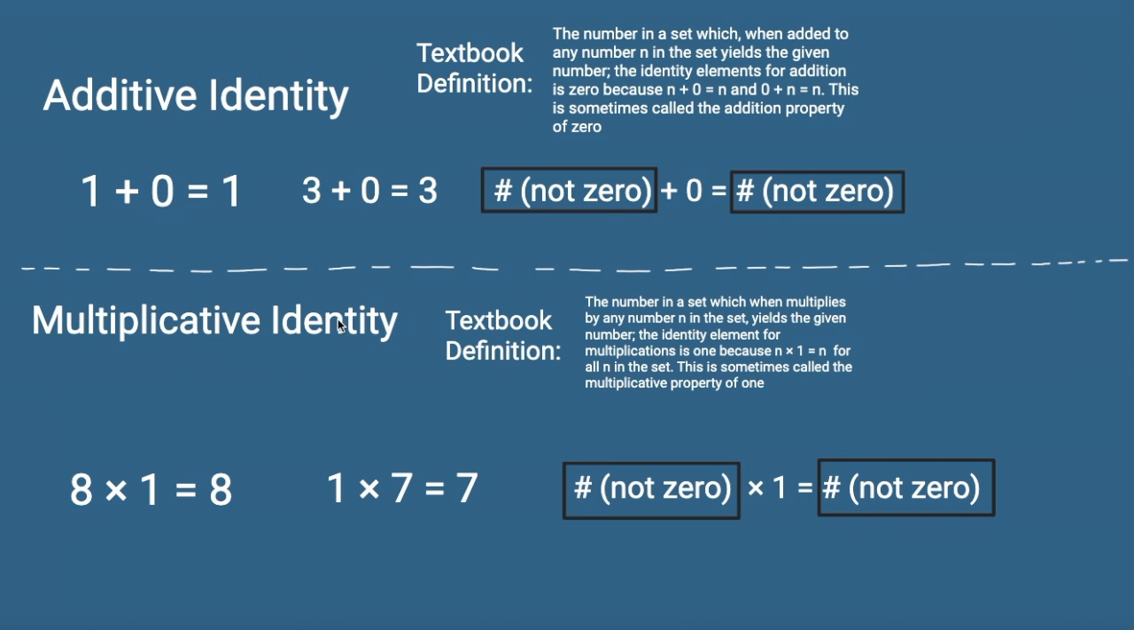The multiplicative identity is going to be somewhat of a similar identity to this, but for multiplication. Again, the textbook definition is going to get more and more complicated when it gets even easier. Basically, a number that's not 0 times 1 is going to be the number that's not 0. It can even be 0 actually. 0 times 1 is 0. For example, 8 times 1 is still going to be 8, and 1 times 7 is still going to be 7. A number times 1 is still the number. It can even be 1. 1 times 1 is still 1.